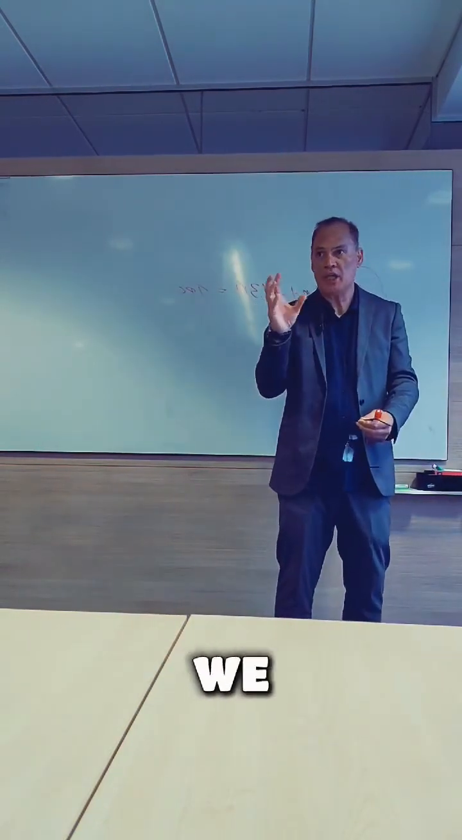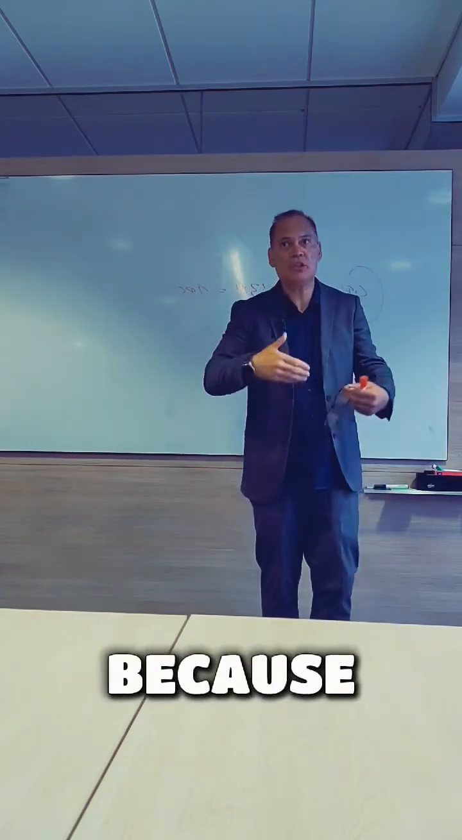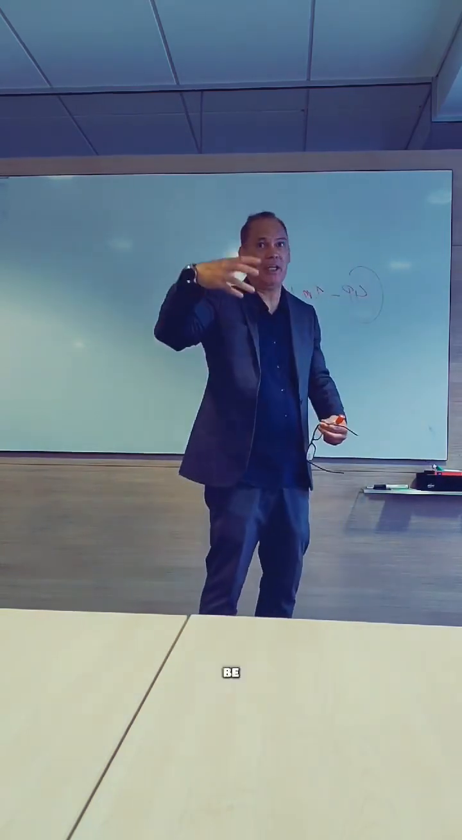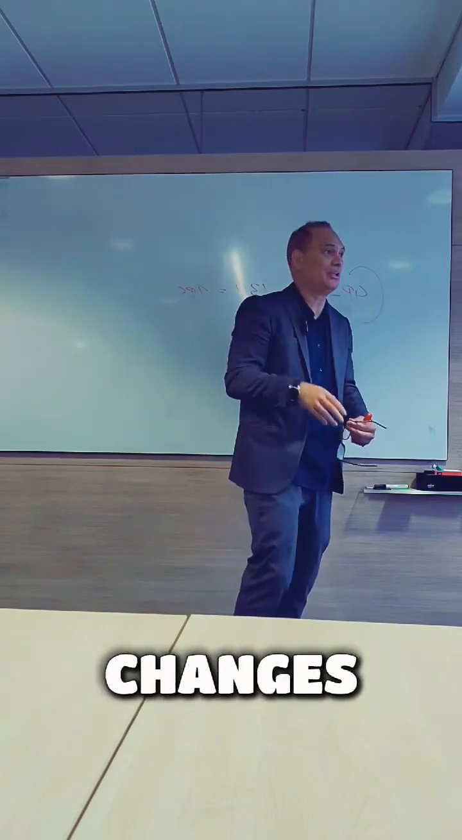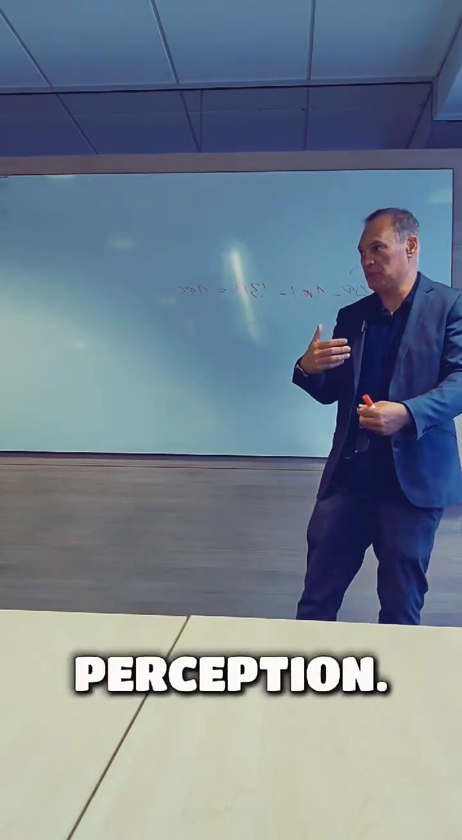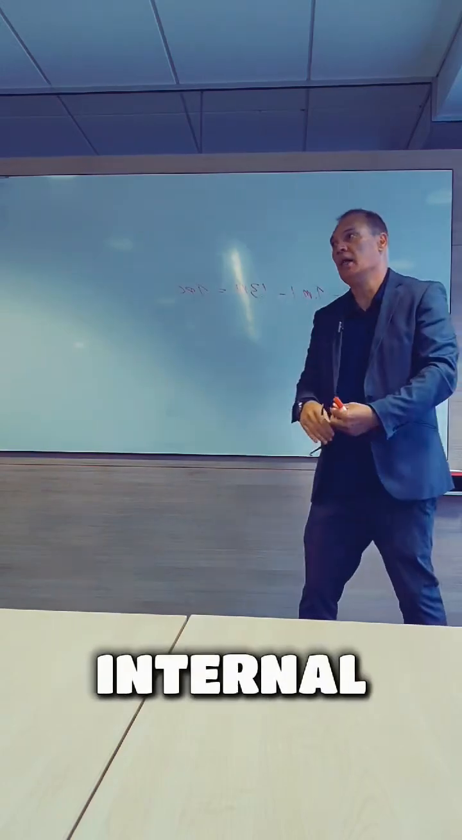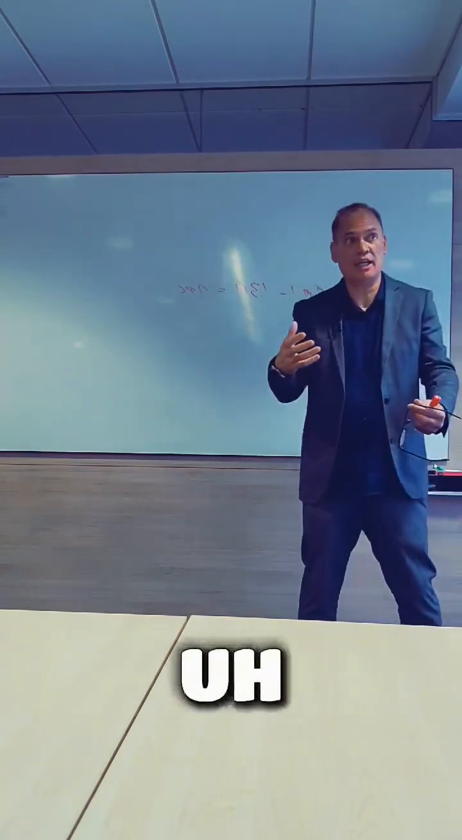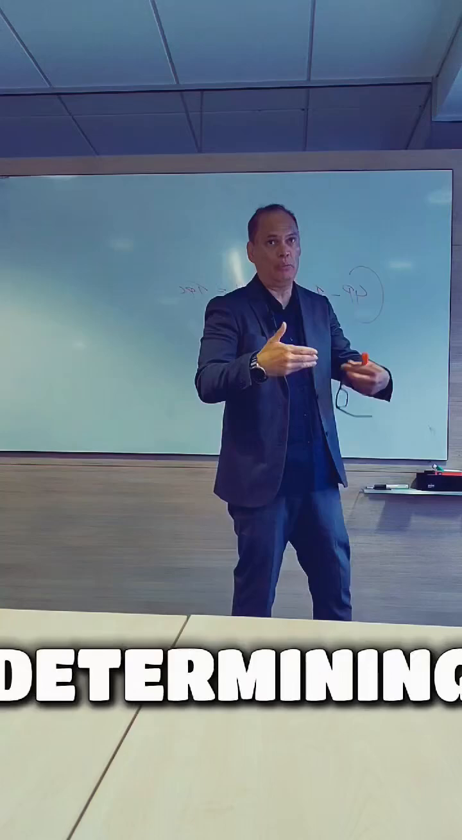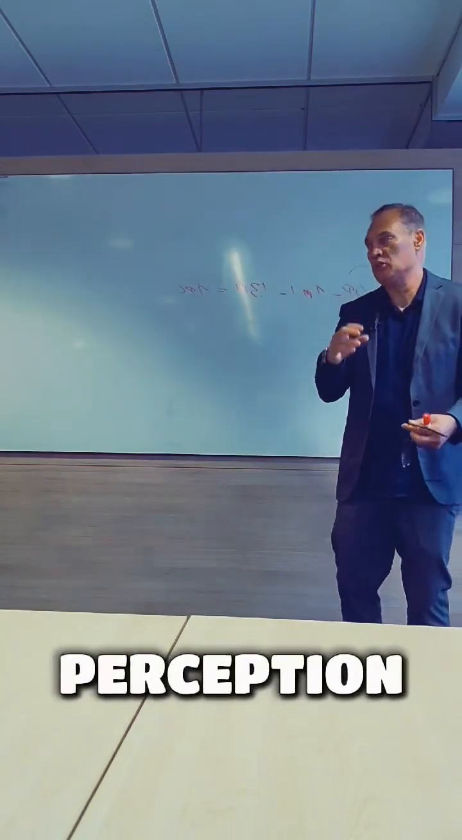The reason why we change perception all the time is because images change all the time. It can be the external environment that changes the image, determining your internal perception. Or it could be the internal image that's coming from your subconscious mind that's determining your perception. So perception is always changing.